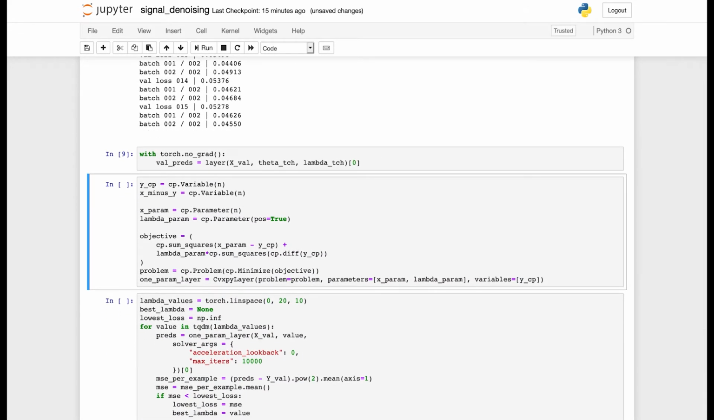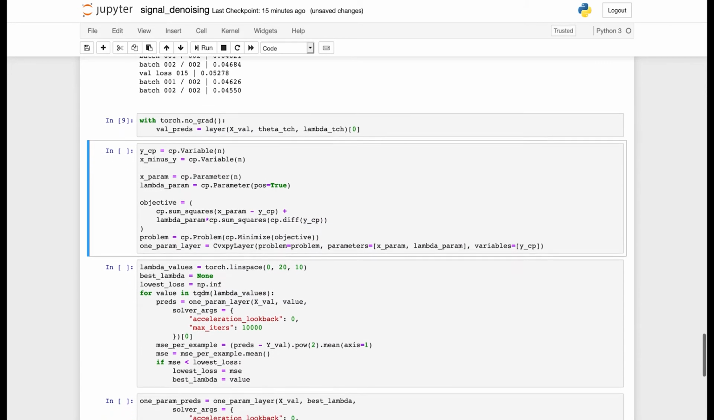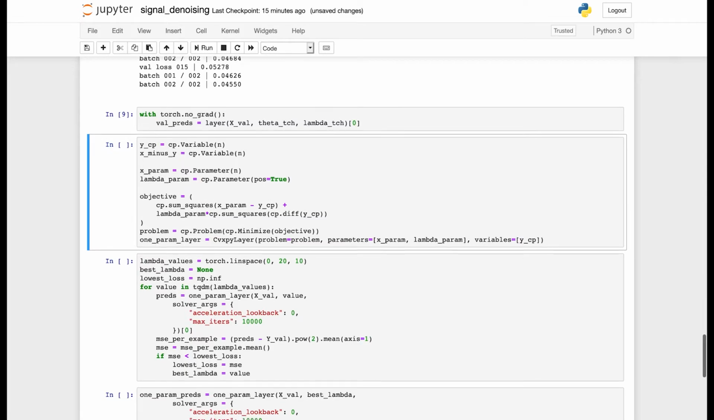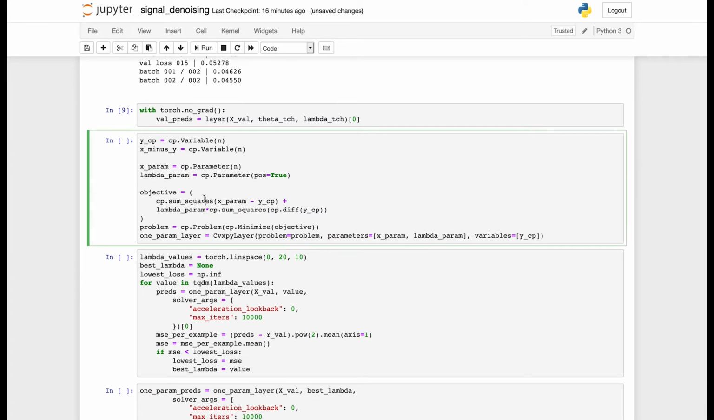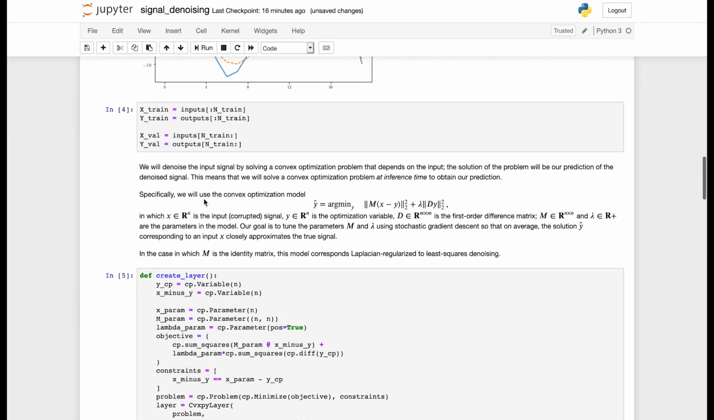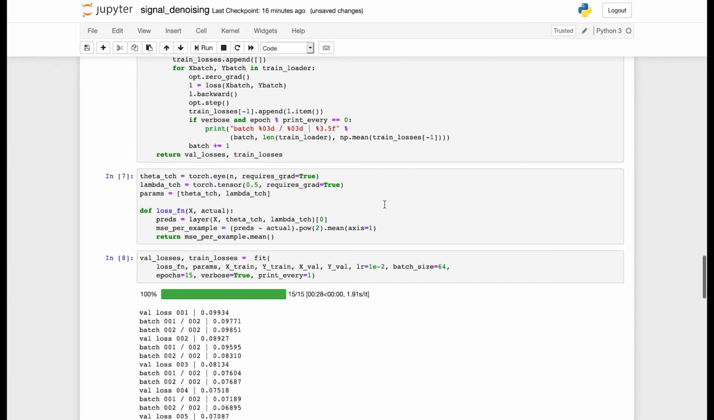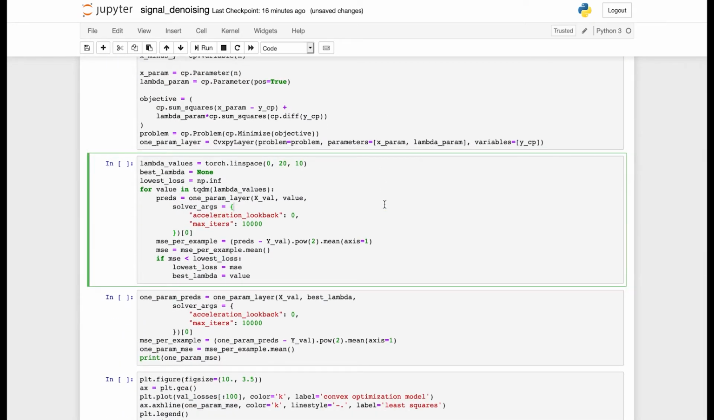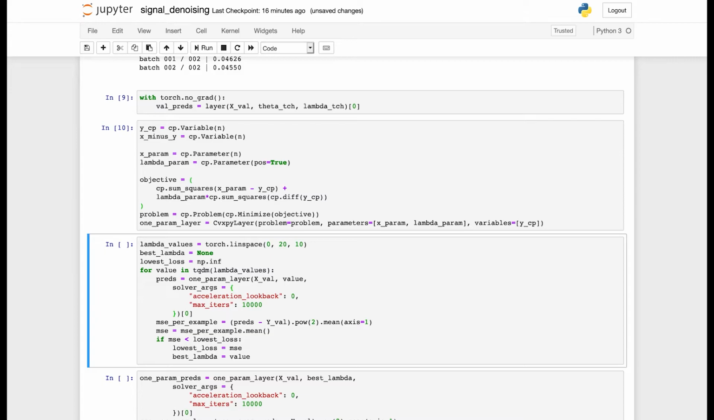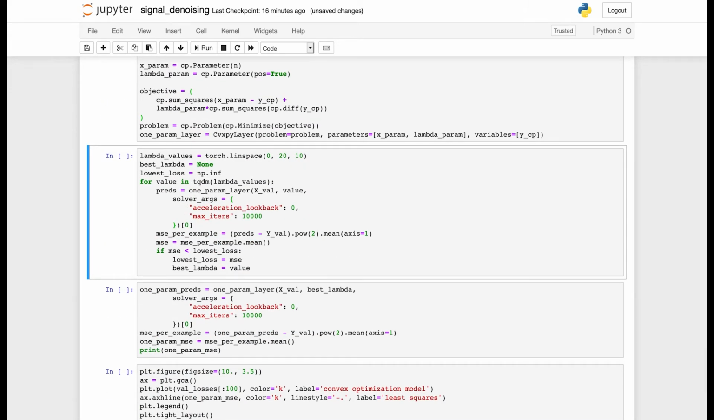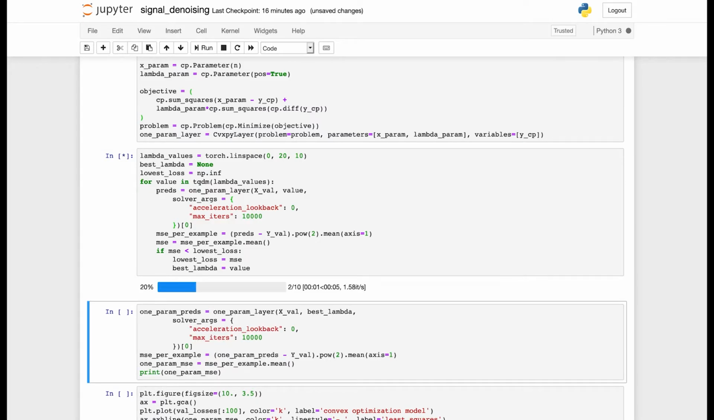And now to compare, we're going to compare this convex optimization model with Laplacian regularized least squares denoising. And we do that just, for simplicity, by specifying that same model in CVXPY. But that's just this original model here with M replaced with the identity matrix. And so there's no automatic tuning going to be involved here. This is just a baseline. And then we'll sweep lambda on the validation set, to try and make the least squares work as well as possible. So that happens here.